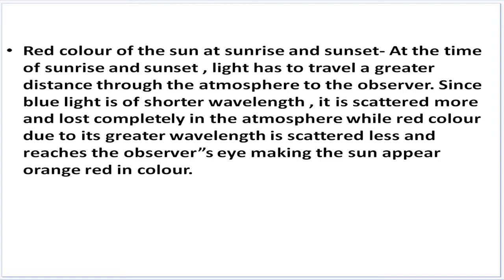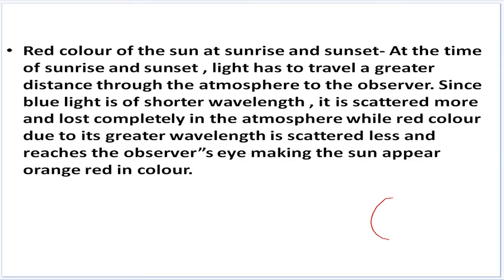See, during sunrise and sunset, we all know, children, that the distance of the earth and the sun keeps on changing because of the elliptical path of the earth. So at the time of sunrise and sunset, light has to travel a greater distance through the atmosphere to the observer in comparison to midday. Now since blue light is of shorter wavelength, it is scattered more and is lost completely to the atmosphere.